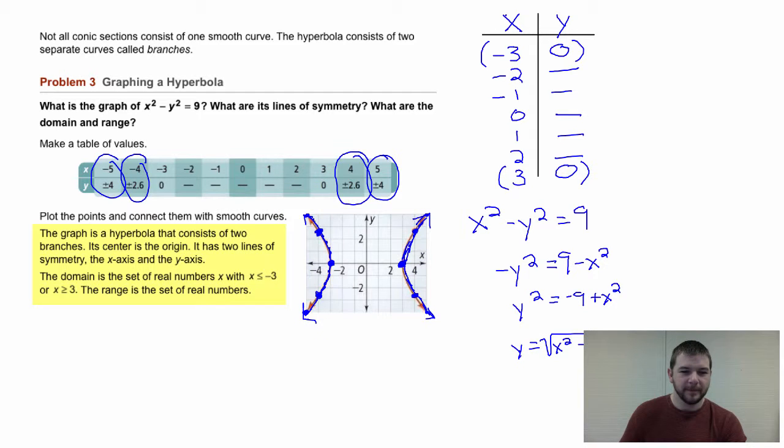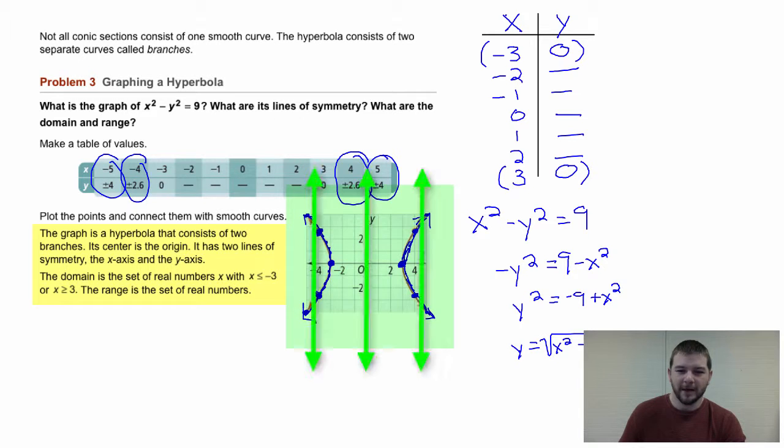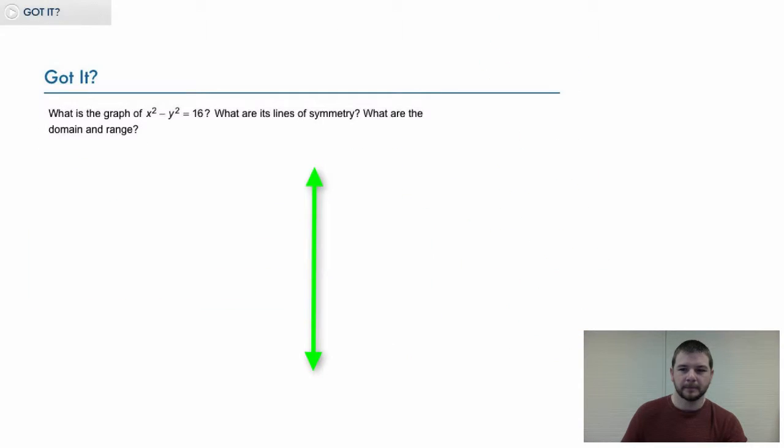The range is the set of real numbers, so note our graph assumes all real numbers in terms of its y values. And a chance to show that you have got it. What is the graph of x squared minus y squared equals 16? What are its lines of symmetry? What are the domain and range?